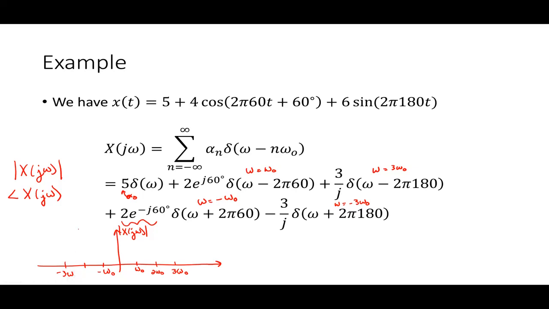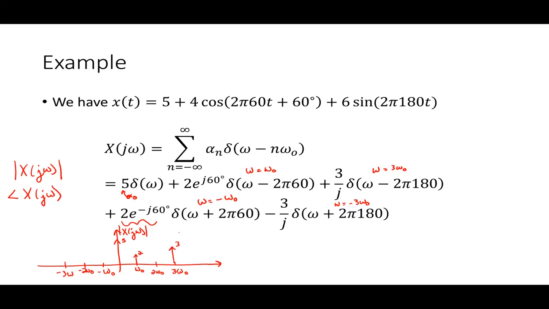It doesn't want me to write that low in the corner there on the screen. It should be minus 3 omega naught. But let's draw in what we should. At DC, I'm going to have an impulse with a magnitude of 5. At 2 pi 60, which is omega naught, I should have an amplitude of 2. And at the third harmonic, I should have an amplitude of 3. Now remember, those are really areas, not heights, but we label the area that's there.